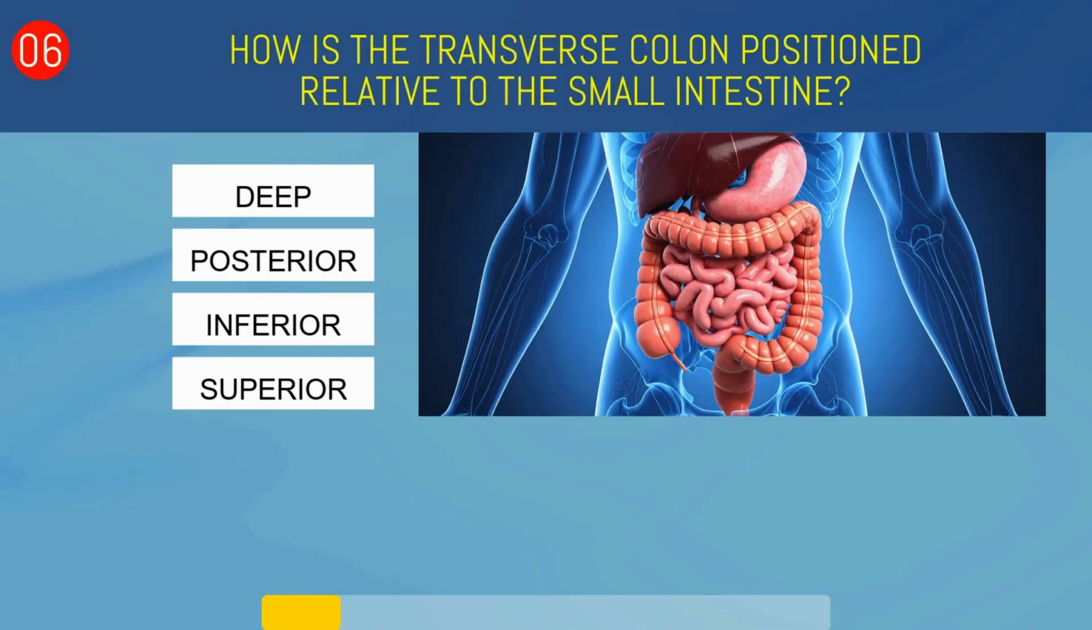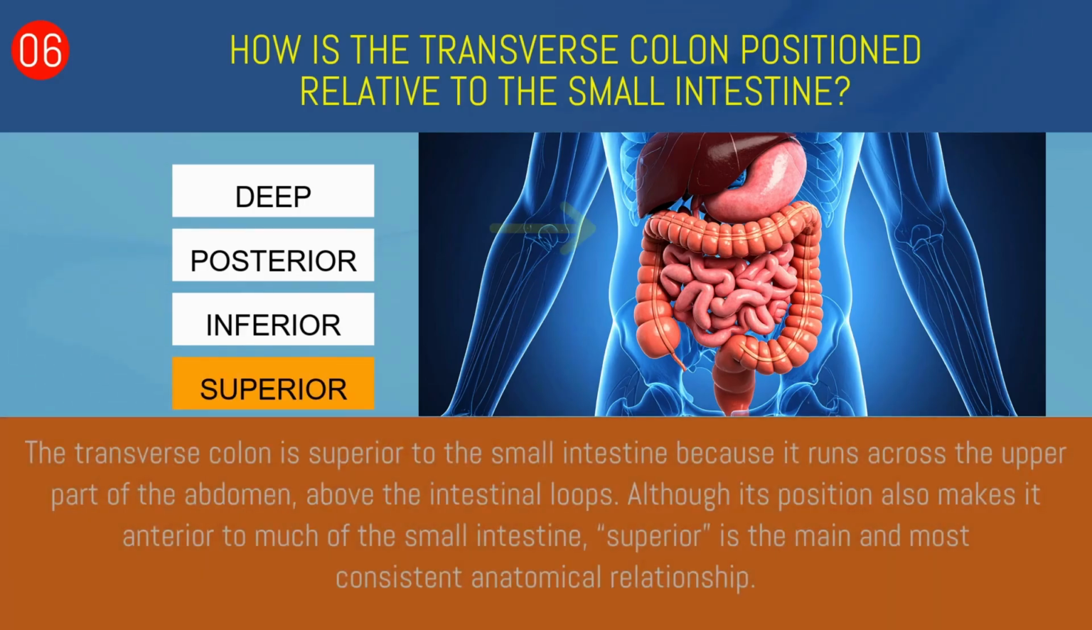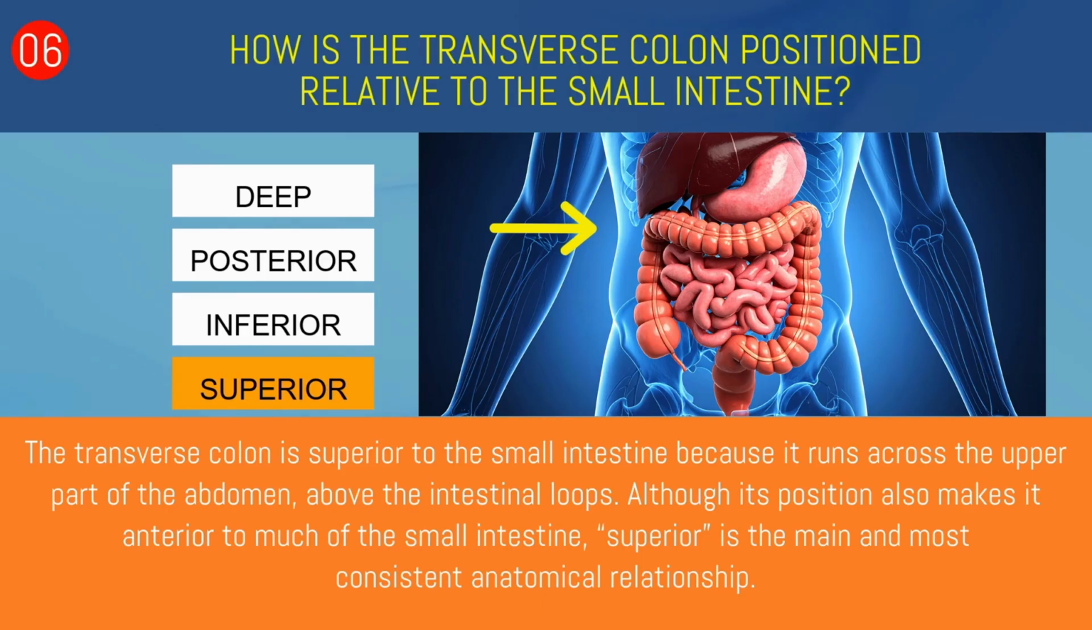How is the transverse colon positioned relative to the small intestine? Deep, posterior, inferior, or superior? Superior. The transverse colon is superior to the small intestine because it runs across the upper part of the abdomen, above the intestinal loops. Although its position also makes it anterior to much of the small intestine, superior is the main and most consistent anatomical relationship.